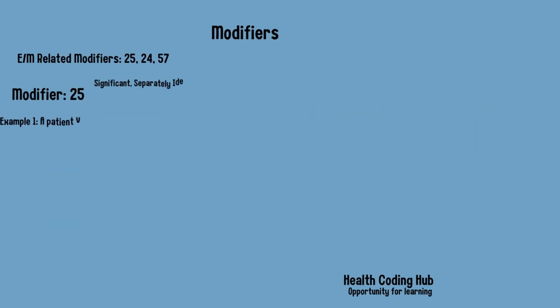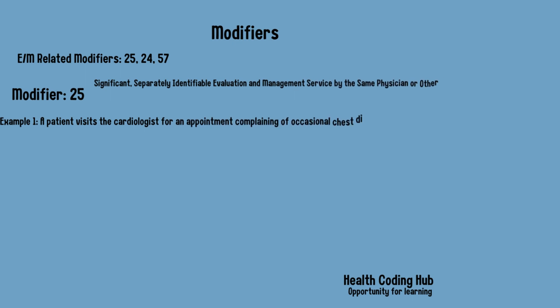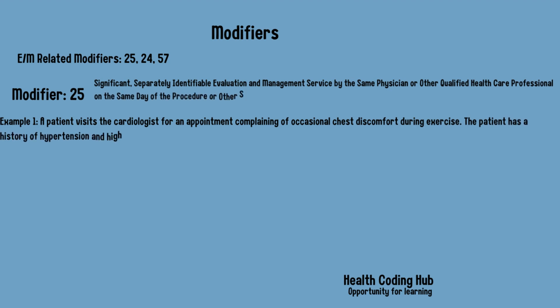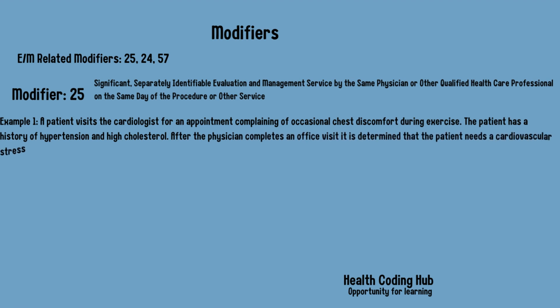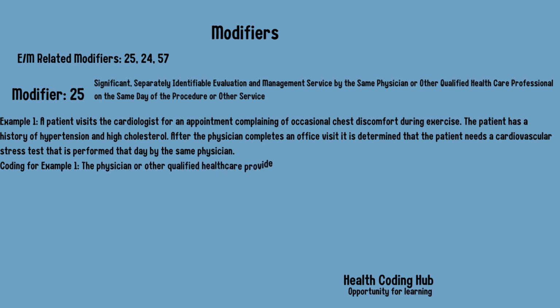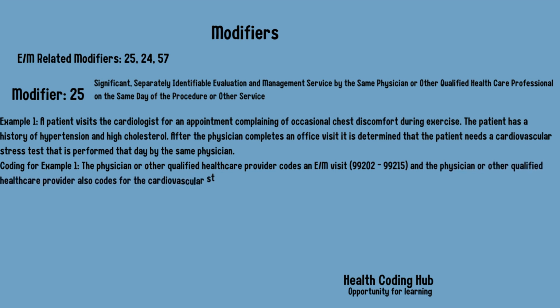Dear friends, as we know, in medical coding we have a wide range of modifiers which are divided into different categories like E&M related modifiers, radiological related modifiers, and lab testing related modifiers. Today I am going to explain the E&M related modifiers. In medical coding, we have three major modifiers which are frequently used with the E&M codes: modifier 25, modifier 24, and modifier 57.